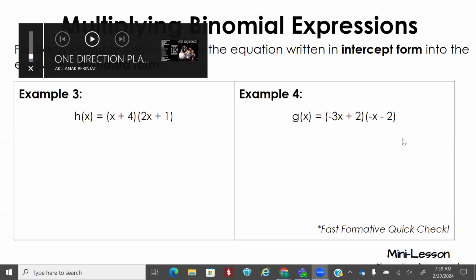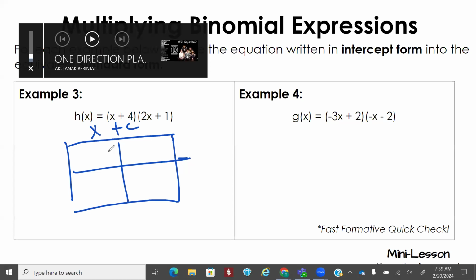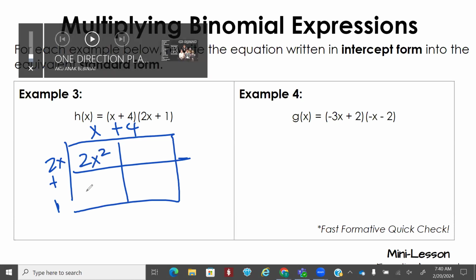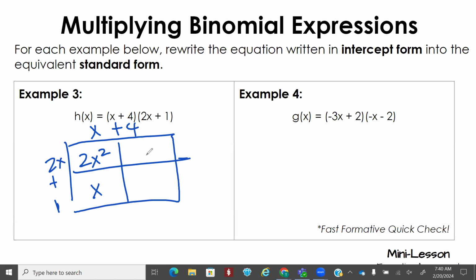All right, so time to check your work. I'm going to do the box method or the area model method. All right, so when you draw your box, you're just going to put this on the outside, this on the inside. I'm going to multiply. So that's going to give me 2x squared, x times 1, 2x times 4, I'm sorry, 1 times 4. And then we're going to add up everything on the inside. So that's going to give me 2x squared plus 9x plus 4. Okay, is that what you got?